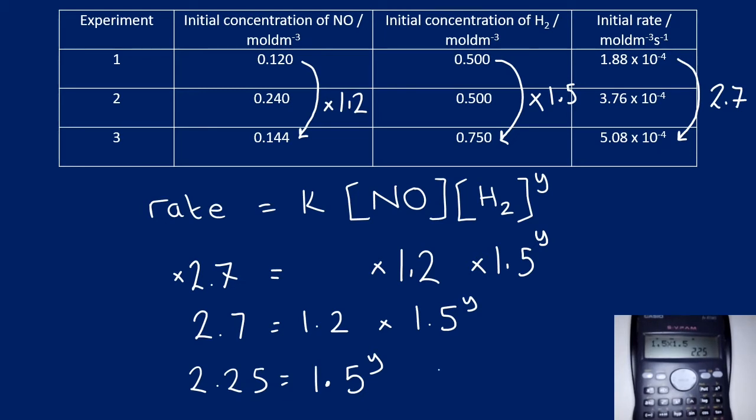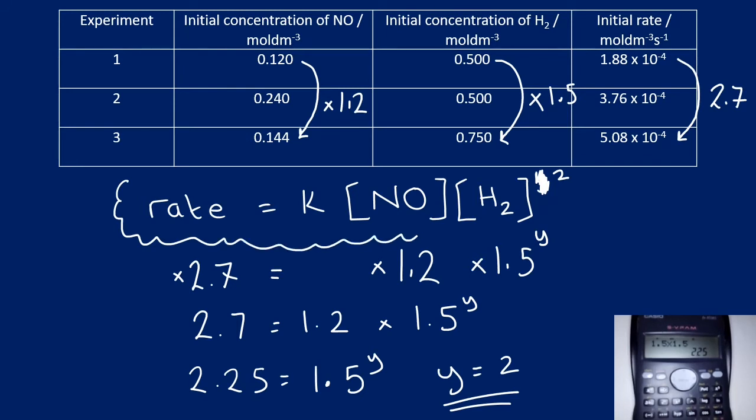So I've just worked out that y must be equal to 2. So it's second order with respect to H2. So our rate equation is rate is equal to a rate constant K multiplied by the concentration of NO to the power of 1 multiplied by the concentration of H2 to the power of 2. Second order with respect to H2, first order with respect to NO, and overall third order.